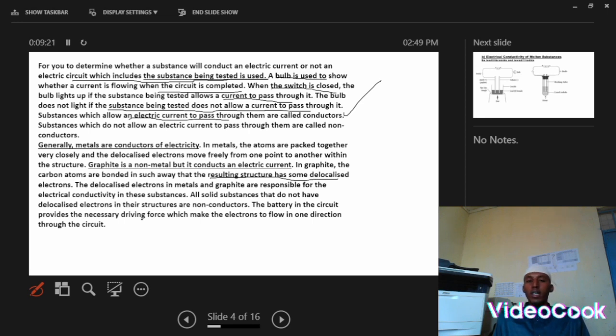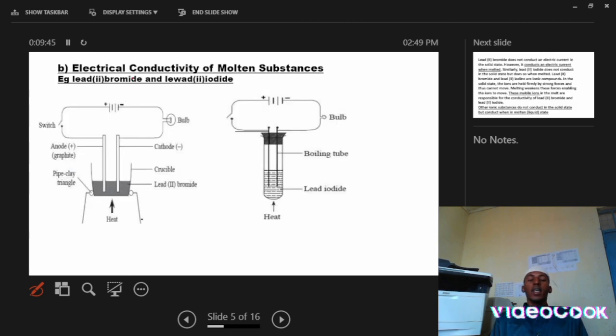But in graphite, only 3 out of the 4 valence electrons are used for bonding. So the remaining 1 is a delocalized electron. That's why we say graphite is a good conductor of heat and electricity due to the presence of 1 delocalized electron. And remember, graphite is the only non-metal that conducts heat and electricity.